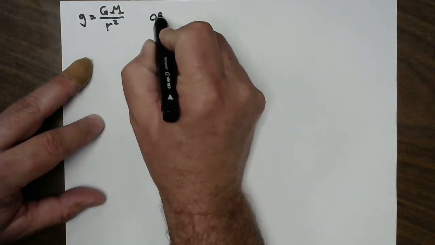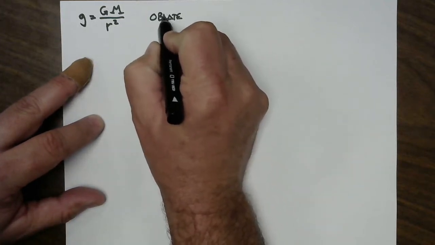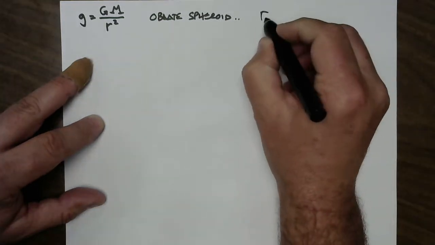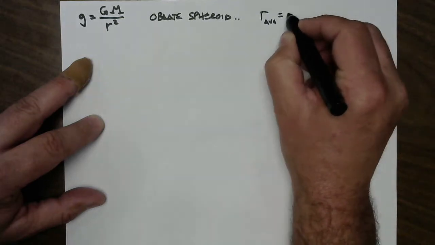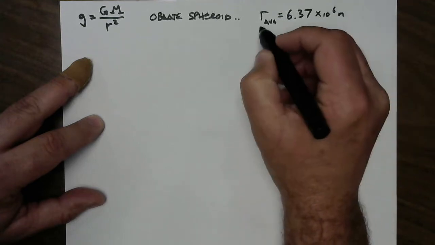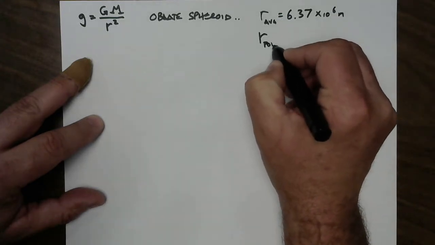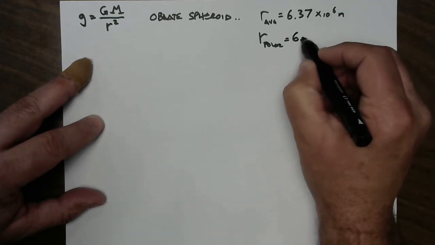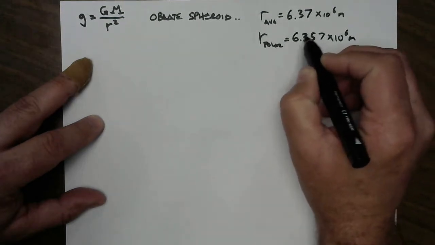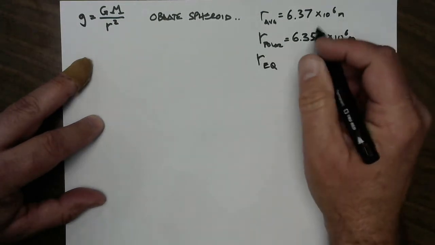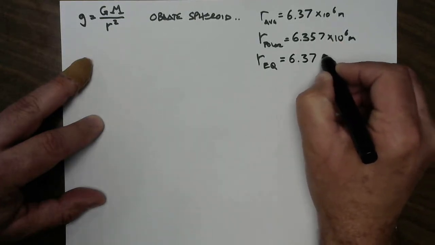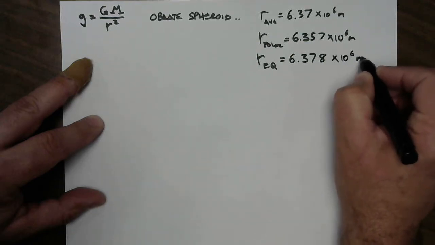So the first correction, oblate spheroid. That means that it has an average radius of 6.37 times 10 to the 6 meters. But the polar radius is actually 6.357 times 10 to the 6 meters, a little less. And the equatorial radius is 6.378 times 10 to the 6 meters.